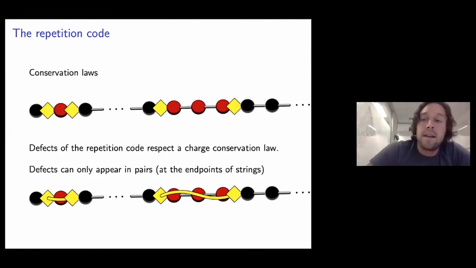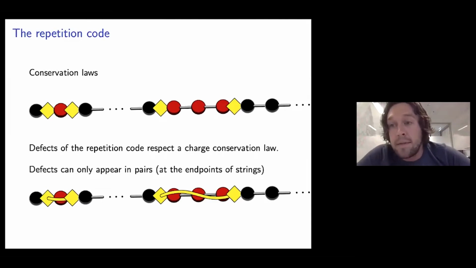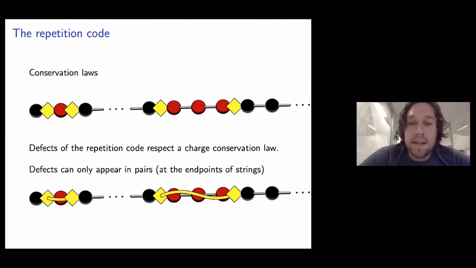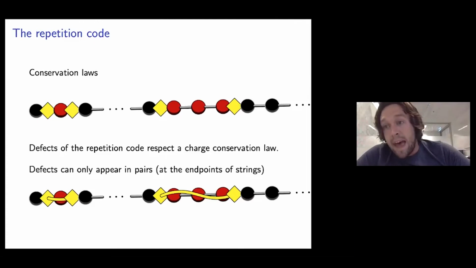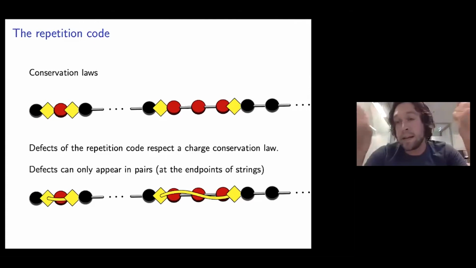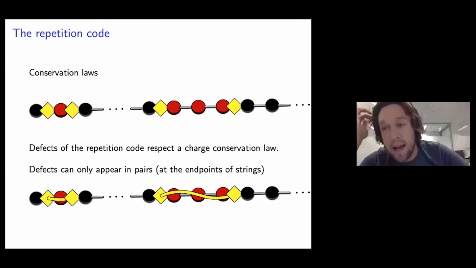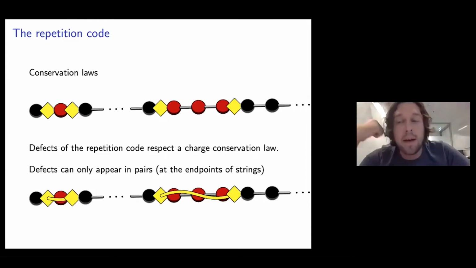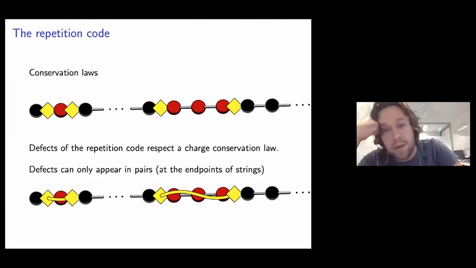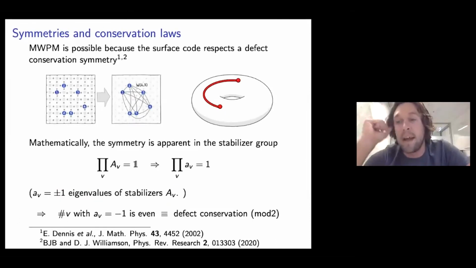An important idea for decoding these kinds of models is that of conservation laws. It's really inherent in the structure of the repetition code that these defects appear at the endpoints of strings in pairs. And using this insight, we can decode all kinds of other stuff. This is what I did with Dominic Williamson, with some slightly more wacky codes, but it's also pretty interesting just looking at other kinds of code.